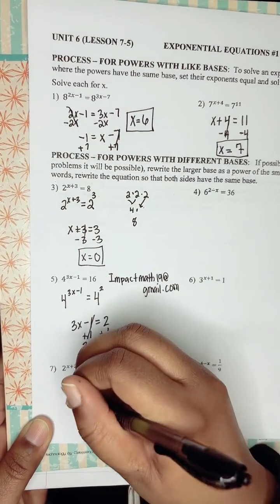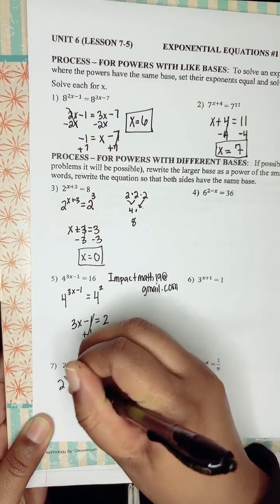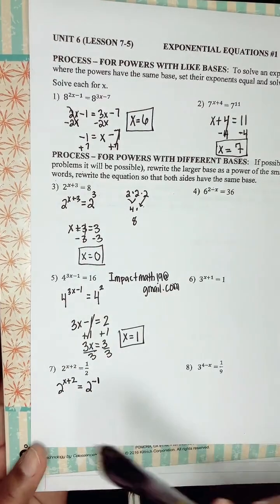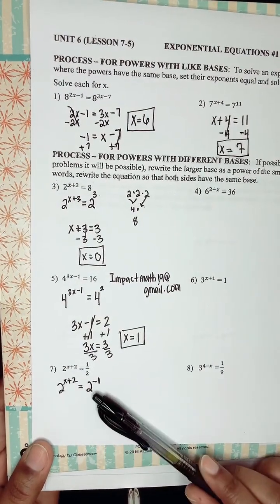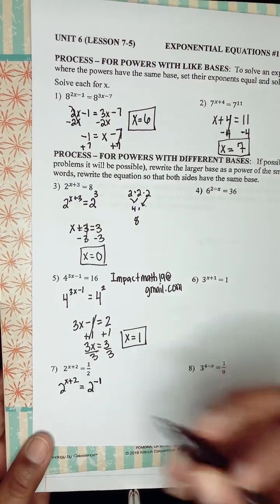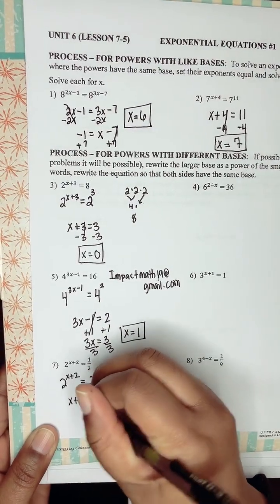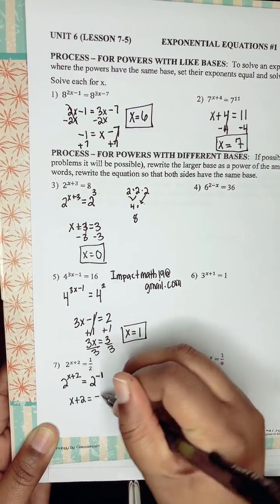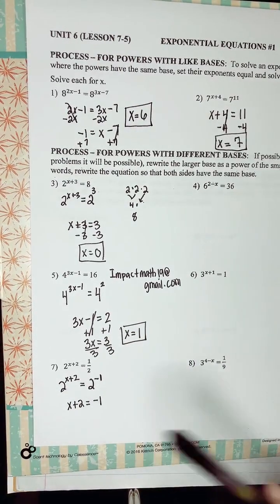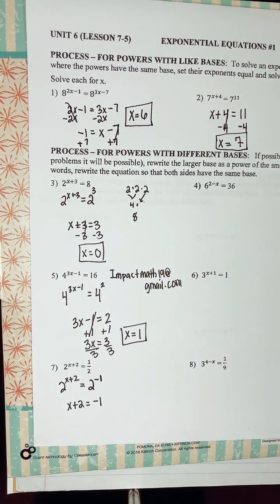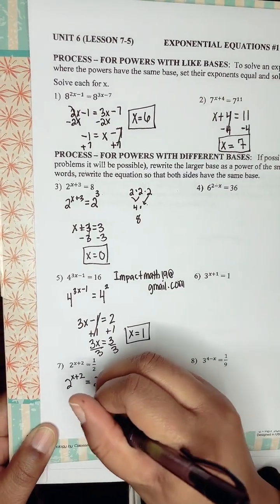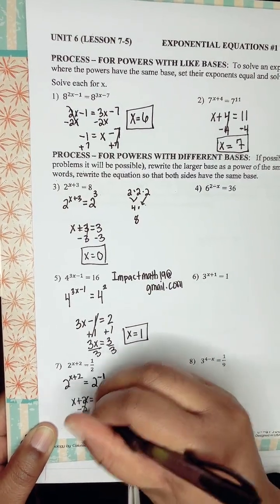So we're going to put equals 2 to the x plus 2. Okay. Now that we have the same base, we can set these exponents equal. So we can say x plus 2 equals -1. All right. Now we want x by itself. So we're going to subtract 2 from both sides.